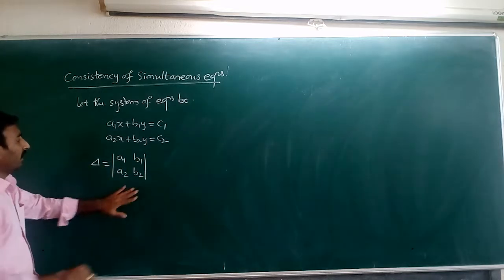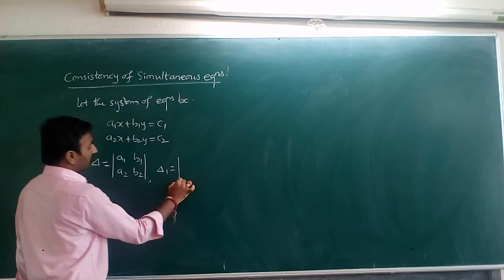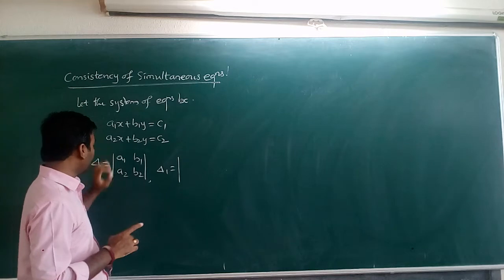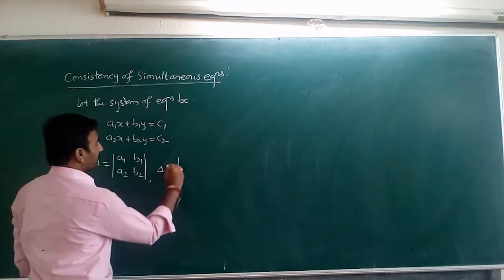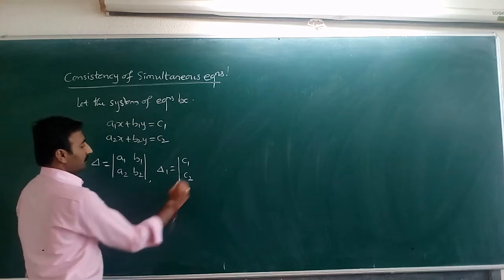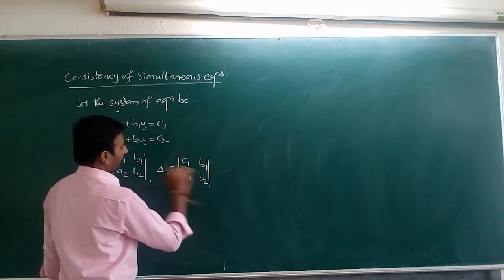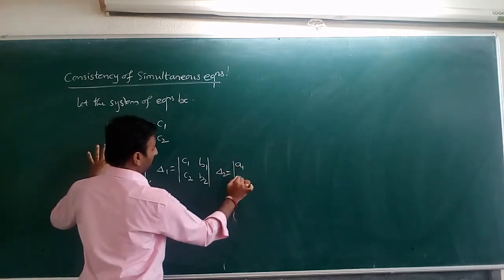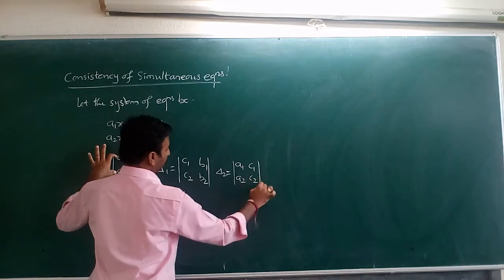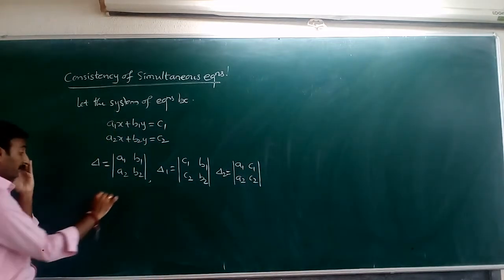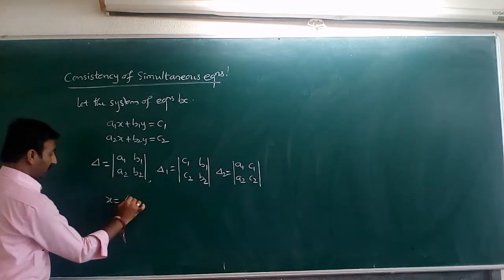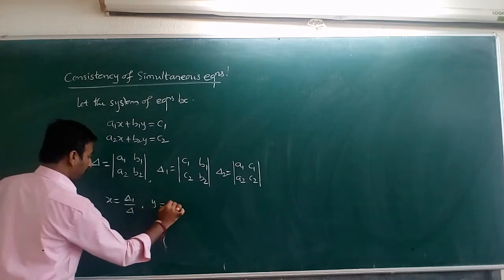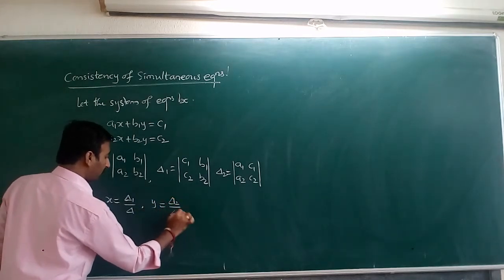This is our delta. And we go for delta 1, where delta 1 is nothing but the first column in the delta replaced by the constants present in these two equations, c1, c2, b1, b2. And then delta 2, where the first column is the same, a1, a2, c1, c2. And then it tells us that you can find the value of x, where x is given by delta 1 divided by delta, and the y value is given by delta 2 divided by delta.